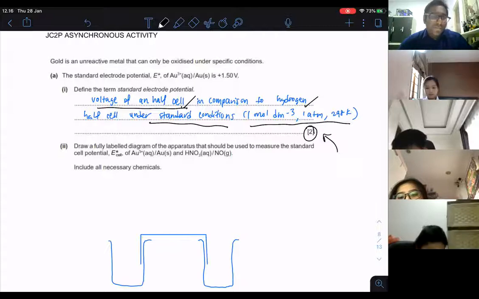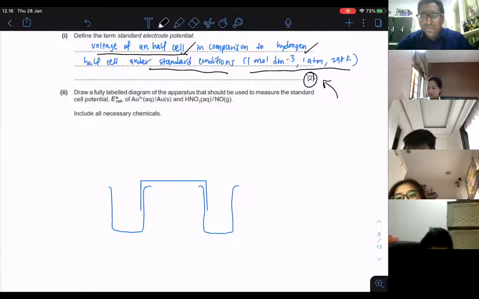Now draw a fully labeled diagram of the apparatus that should be used to measure the standard cell potential. I didn't complete the diagram, but generally you will have 2 beakers. Yeah, 2 beakers, and then you see here, this is going to be aqueous solution and solid.